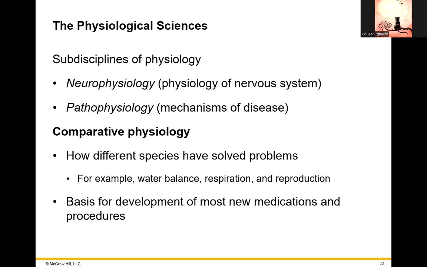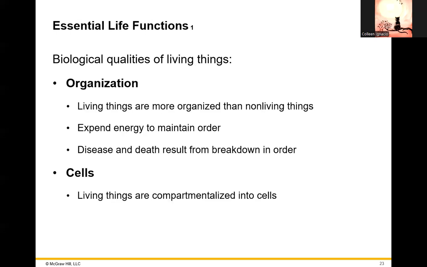So, when we think about comparative physiology, that's important as we develop new medications and even new procedures. Now, when we think about something that is alive, that's organized, it's able to reproduce, it's able to expend energy. And when we think about something that is living, if they're exposed to disease, it can potentially cause death.